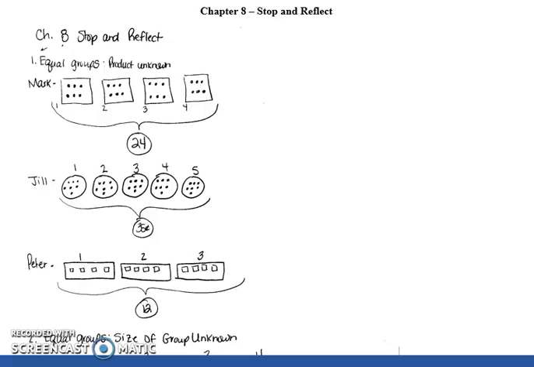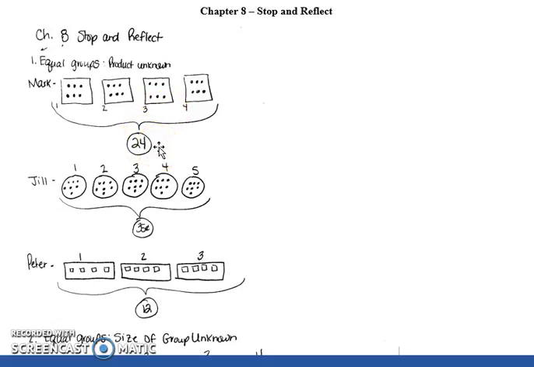For Chapter 8, Stop and Reflect, I'm going to explain what I did for each problem. The first one was Mark has 4 bags of apples and there are 6 apples in each bag. How many apples does Mark have altogether? So what I did was I drew 4 boxes and then I drew 6 apples into each, and I labeled the bags 1, 2, 3, 4, and then I counted them and I got a total of 24.